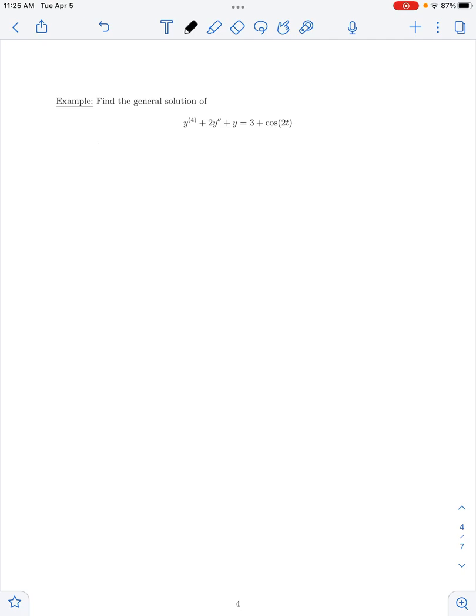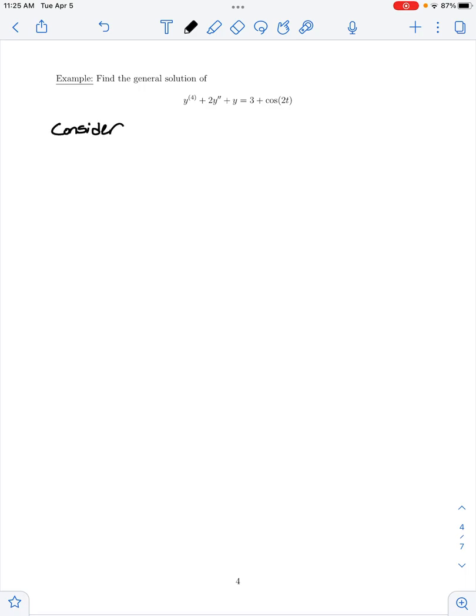So let us consider some other examples. For our next one, we have the same sort of question. We are asked to find the general solution of this fourth order linear non-homogeneous equation with constant coefficients. So again, we will start by considering the corresponding homogeneous equation. The fourth derivative of y plus 2y double prime plus y equals 0.